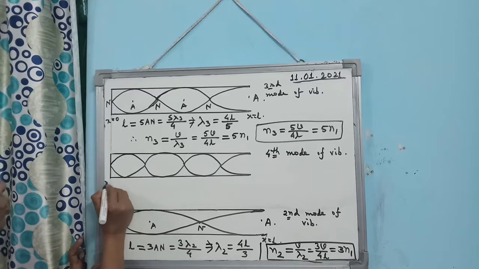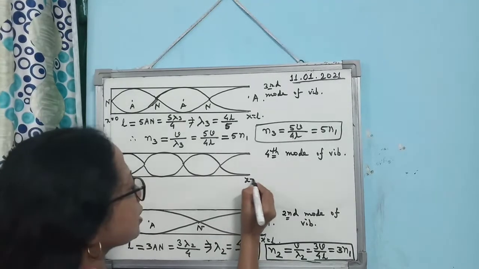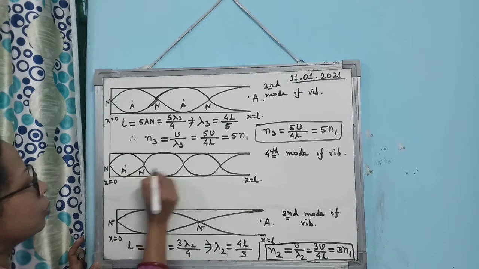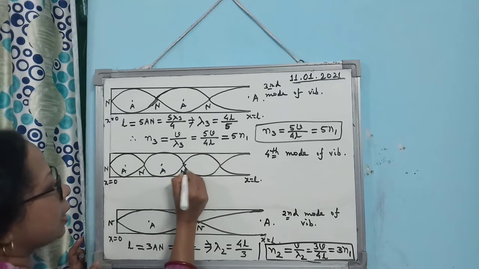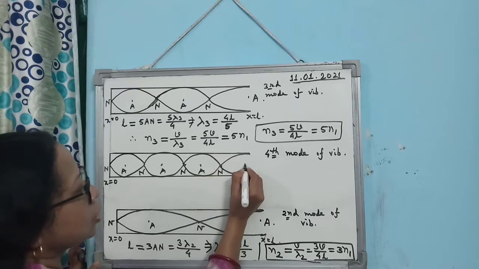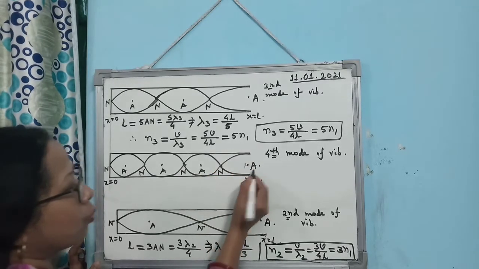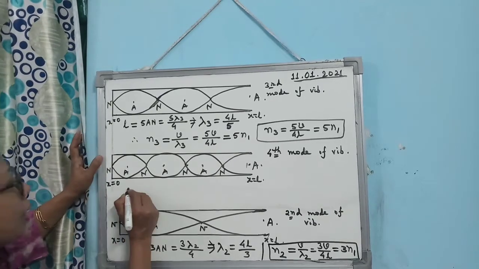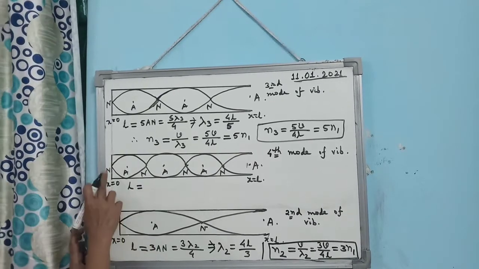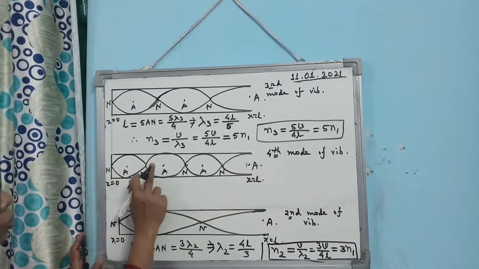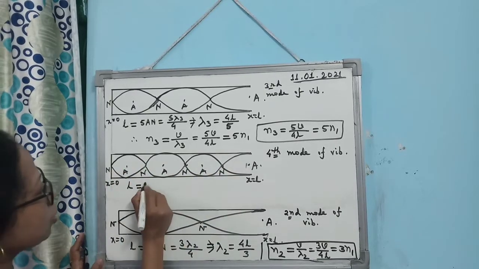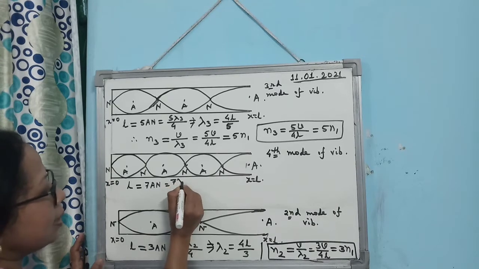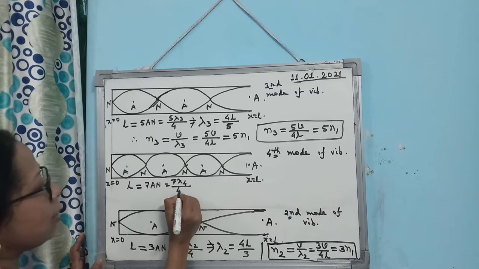Is that clear? So you see here x is equal to 0, x is equal to L, and if I put the positions of node and antinode, these are the nodes and antinodes produced. Alright, always at the open end one antinode and at the closed end one node. So one can write L is equal to how many pairs of AN? 1, 2, 3, 4, 5, 6, 7. So you are getting 7AN. Means it will be 7 lambda 4 by 4.